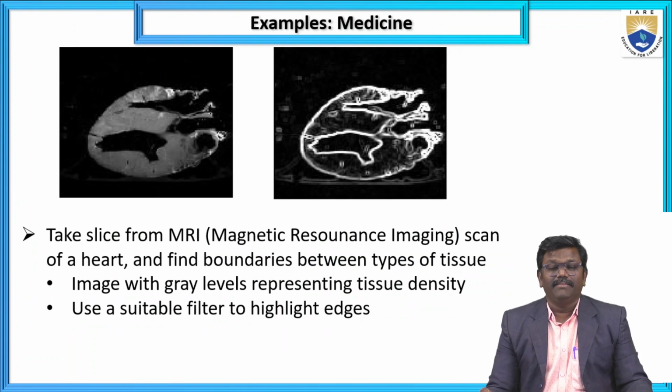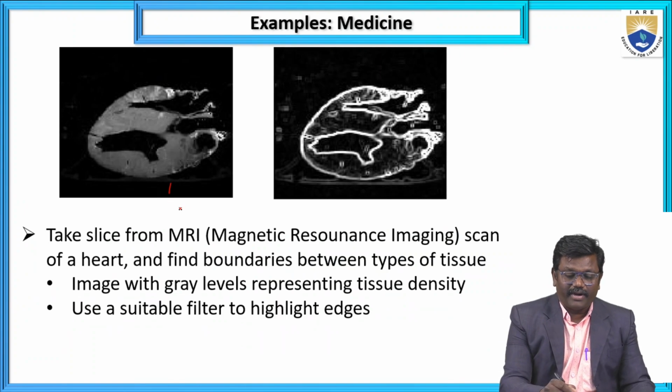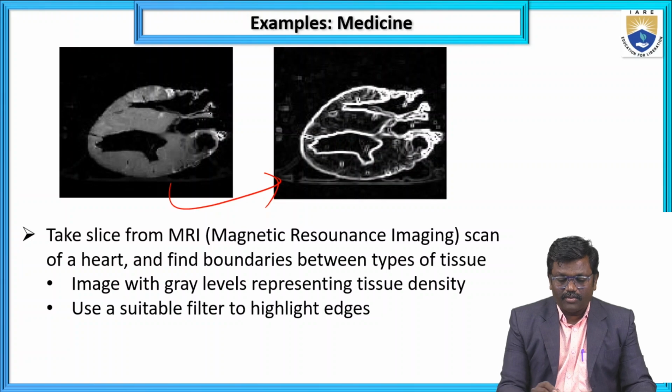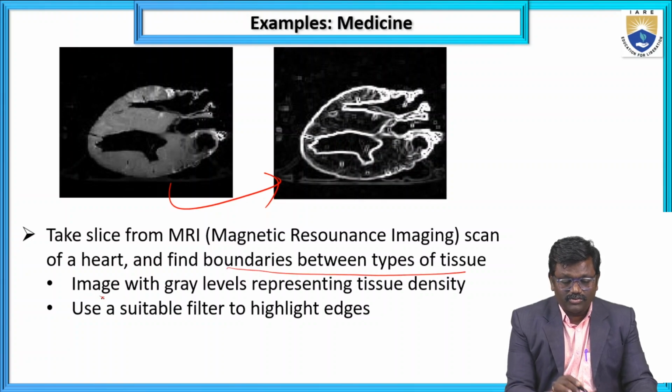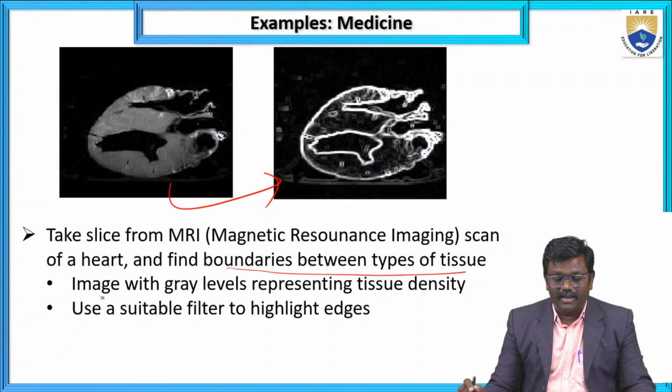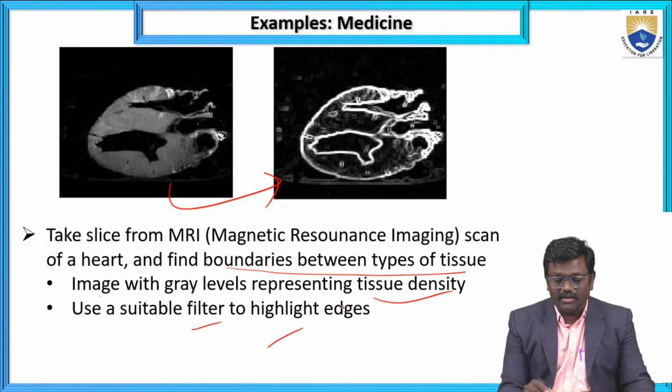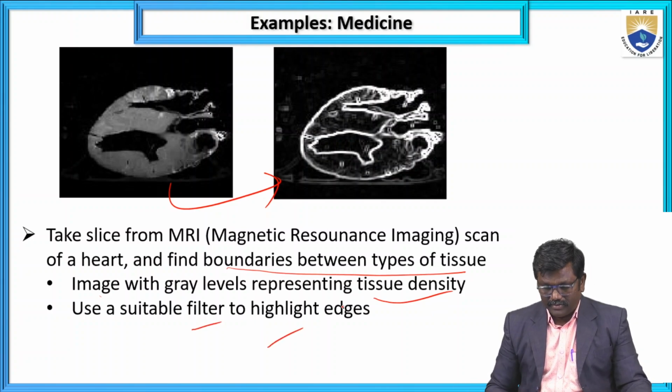Similarly, in medicine you may want to find something from an image such as an MRI image. MRI means magnetic resonance imaging. That MRI image is a scan, and we can also concentrate on boundaries between types of tissues, that is, image gray levels representing tissue density, or a Sobel filter to highlight the edges.